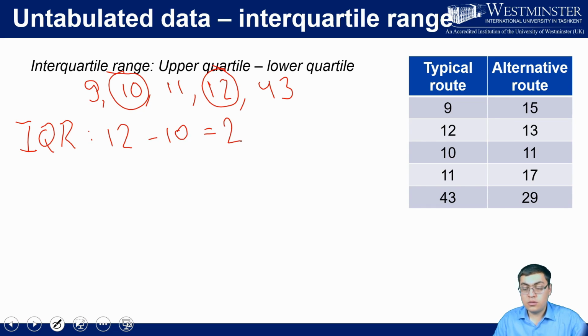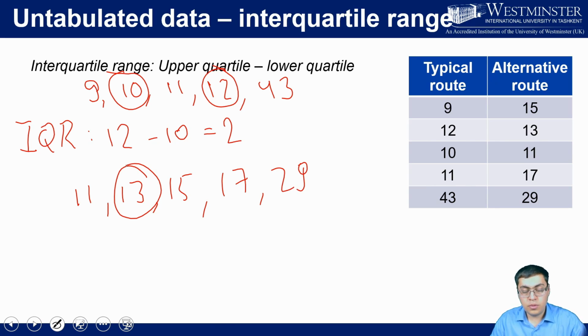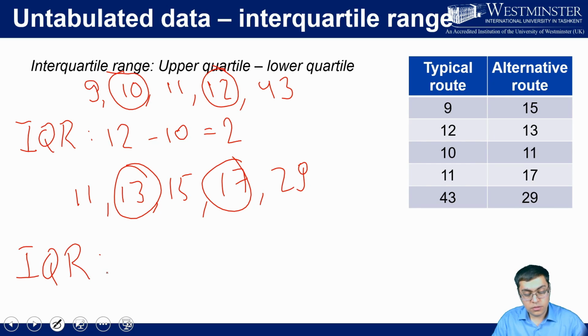Let us put the alternative route's data into an order as well. So that's going to be 11, 13, 15, 17, and 29. So the lower quartile is 13, the upper quartile is 17. As a result, the interquartile range for the alternative route is 17 minus 13, which gives us 4.